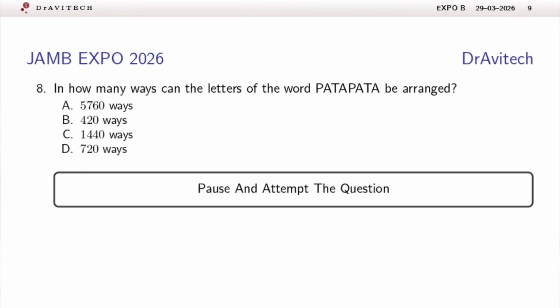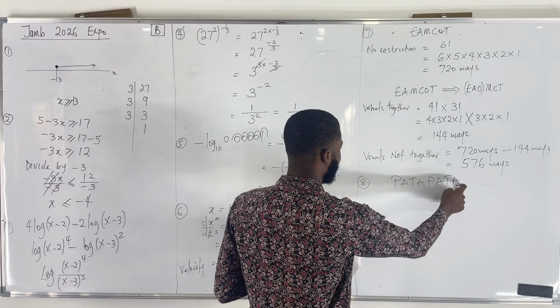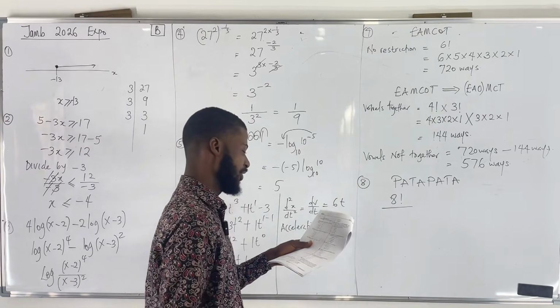I wonder what this is. Alright, so first thing is, how many letters are here? 1, 2, 3, 4, 5, 6, 7, 8. So this is 8 factorial, divided by, we have repetitions of course.